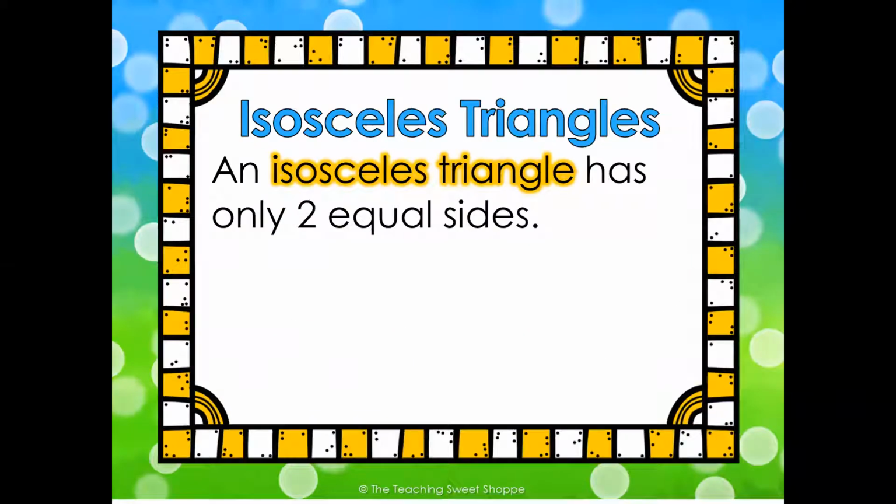All right, then we have an isosceles triangle. An isosceles triangle has only two equal sides. So when we think of isosceles triangles, I want you to think of how many eyes you have. You have two eyes on your face, and the reason we say isosceles triangle is because only two sides are equal. So when we look at isosceles triangles, I want you to think of your two eyes and how only two sides of that triangle are going to be equal. Notice here, 3 inches, 3 inches, and this bottom side is only 2 inches.